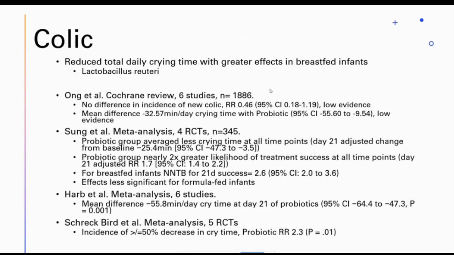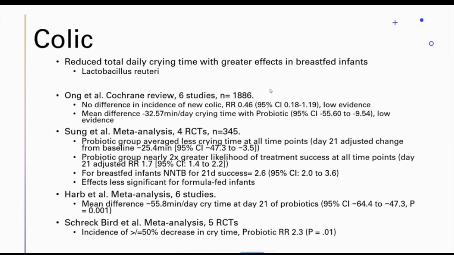Whenever we're talking about colic, most of the studies that we have show a reduced total daily crying time with greater effects in breastfed infants. In fact, most of these studies didn't really find a statistically significant effect in formula-fed babies, and almost universally, Lactobacillus reuteri was the studied organism. Ong et al. did a Cochrane review that had 6 studies, 1,886 patients. They didn't show any difference in the incidence of new colic, in the development of colic.